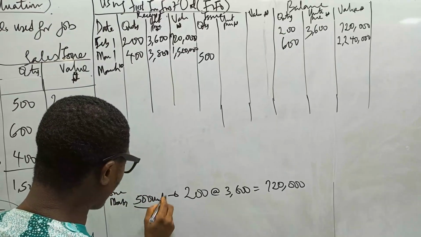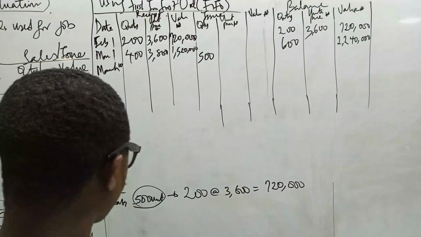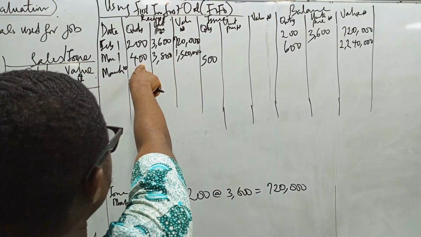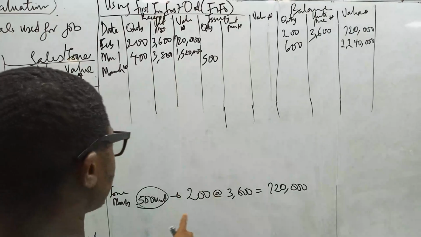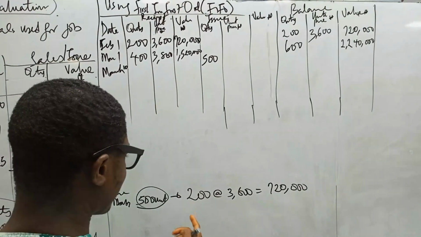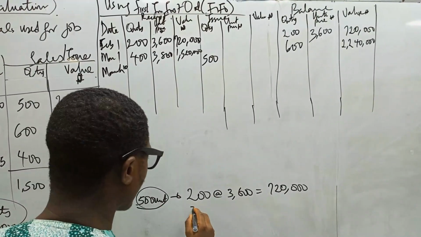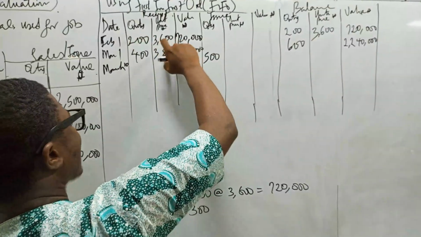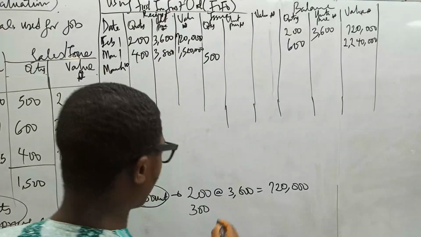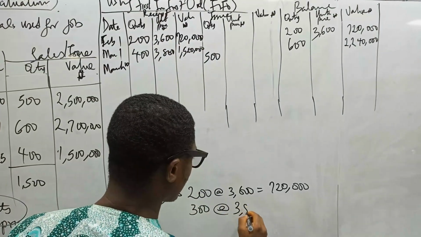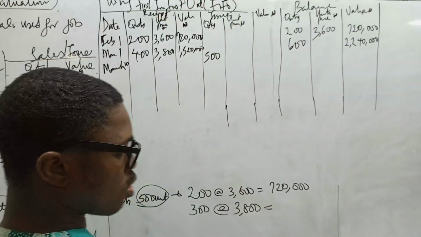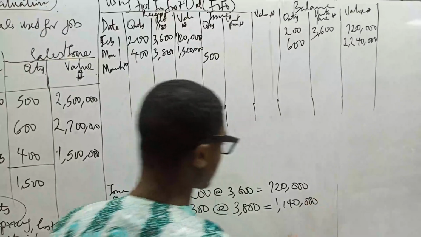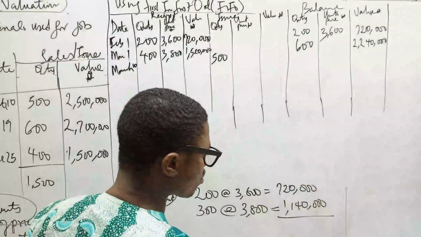So we have 200 there. It is not up to the material we want to issue, so what do we do? We have 400 as the next receipt. Our balance here will be 500 minus 200, which is 300. That means this 300 will be taken from this 400 at the 3,800 price. So 300 at 3,800, we multiply that, and that gives us 1,140,000.